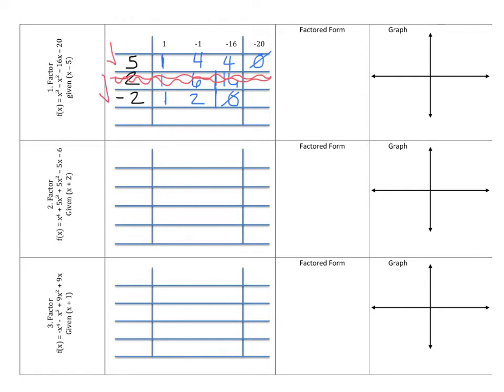So now, based on our check marks, I know that I have two factors. I know that y is equal to x minus 5, because if the root was positive 5, the factor is x minus 5. And then the next one I have is x plus 2.